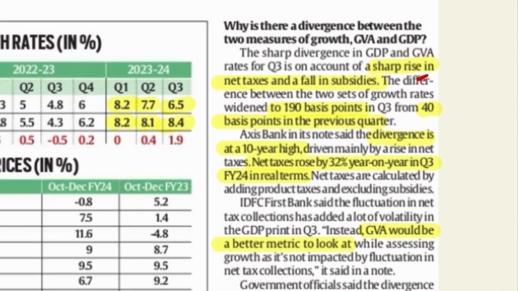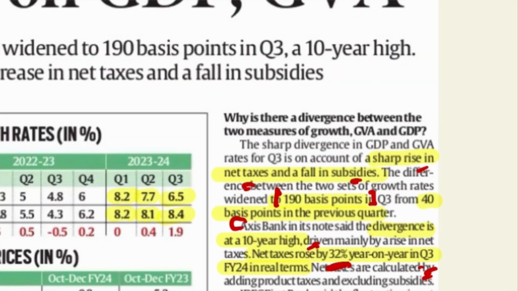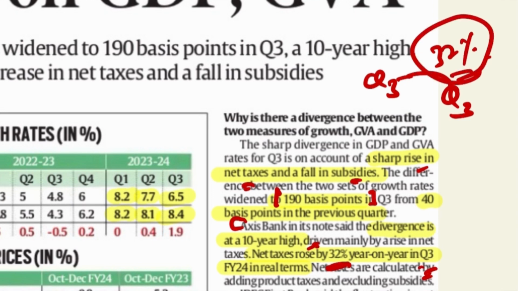There's a sharp rise in net taxes and fall in subsidies, which has led to this 190 basis points of divergence between GVA and GDP, showing the GDP growth rate in a very good light just before the elections. And Axis Bank in its note said that the divergence is a 10-year high and driven by a rise in net taxes. Net taxes rose by 32% year on year in quarter 3. That means, comparing quarter 3 of last financial year and this year, there has been a rise of 32% in net taxes.